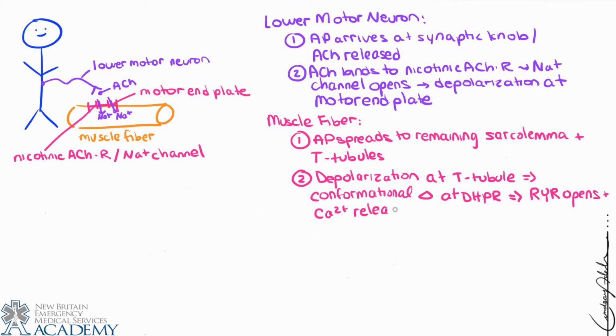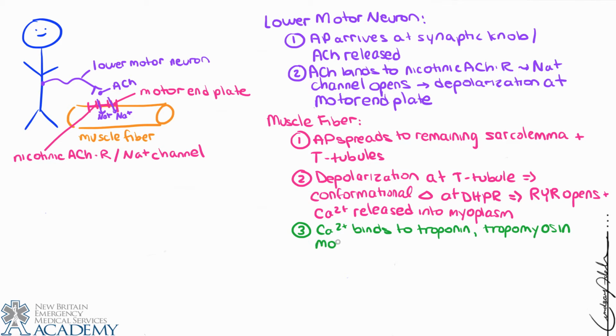However, in the case of the skeletal muscle fiber, depolarization at the T tubule leads to a conformational change of the dihydropyridine receptor, which in turn leads to ryanodine receptor opening and calcium release into the myoplasm from the sarcoplasmic reticulum. So basically, this means that we don't really need any extracellular calcium in order to have calcium availability for contraction. All we really need is depolarization at the T tubule, and then this series of events will still lead to calcium release from the sarcoplasmic reticulum.